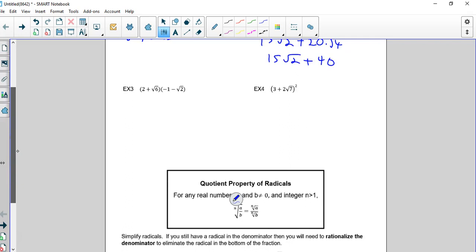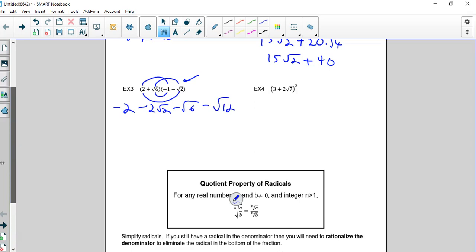Okay, now we're going to FOIL. First, outer, inner, last. And say hello to Stewie. See, there's Stewie. Okay, so first, 2 times -1 is just -2. Outer, positive 2 times negative radical 2 is -2 radical 2. Inside, -1 times radical 6 is just negative radical 6. And then radical 6 times radical 2 is radical 12. And plus times minus is negative.